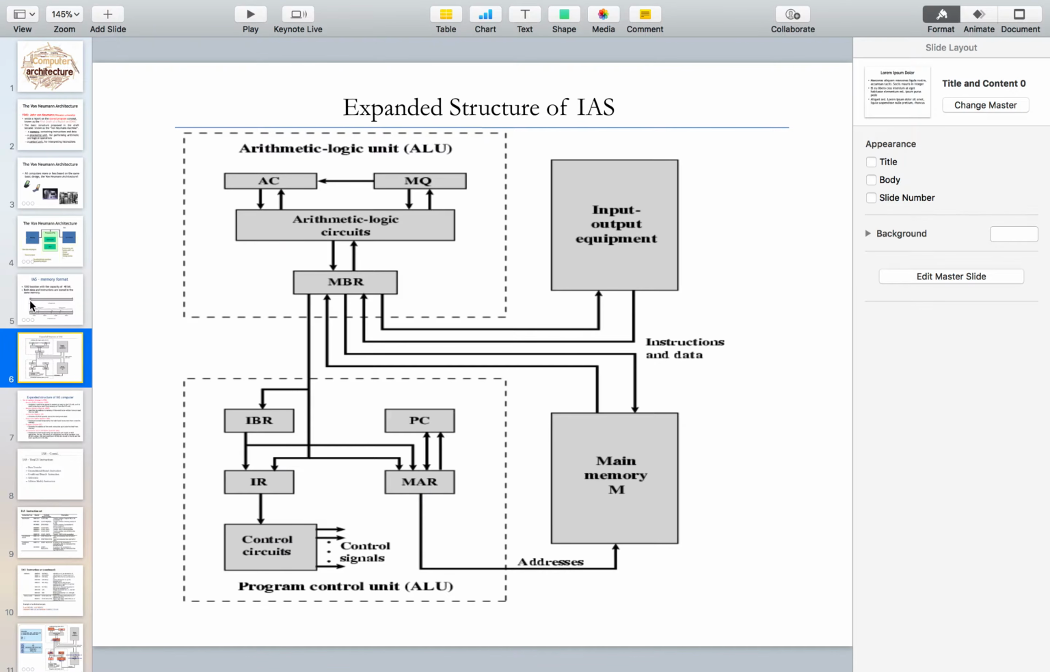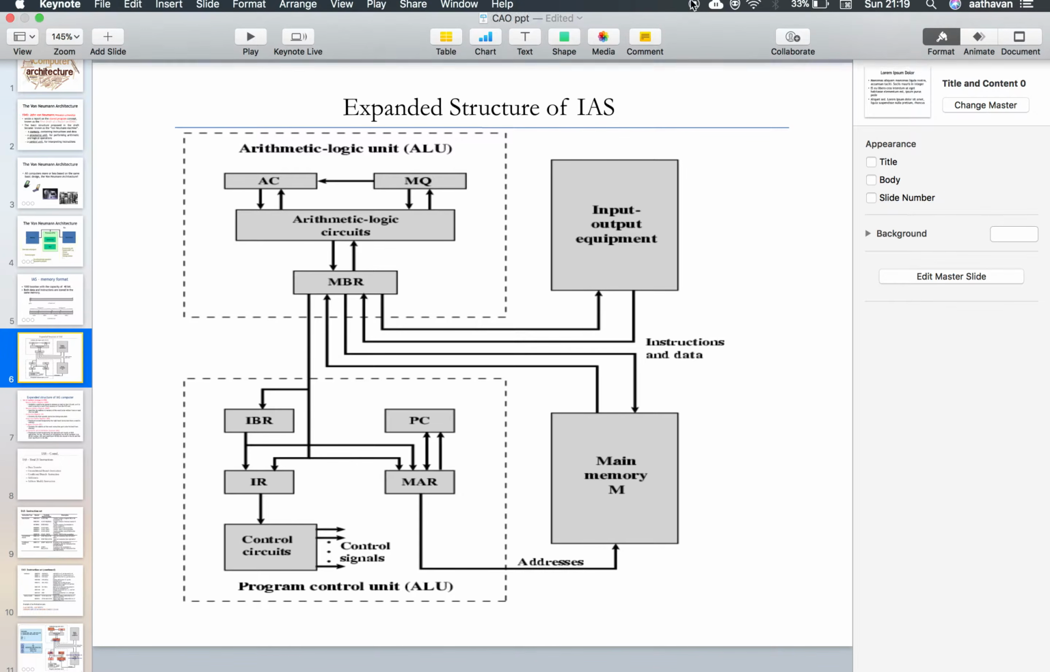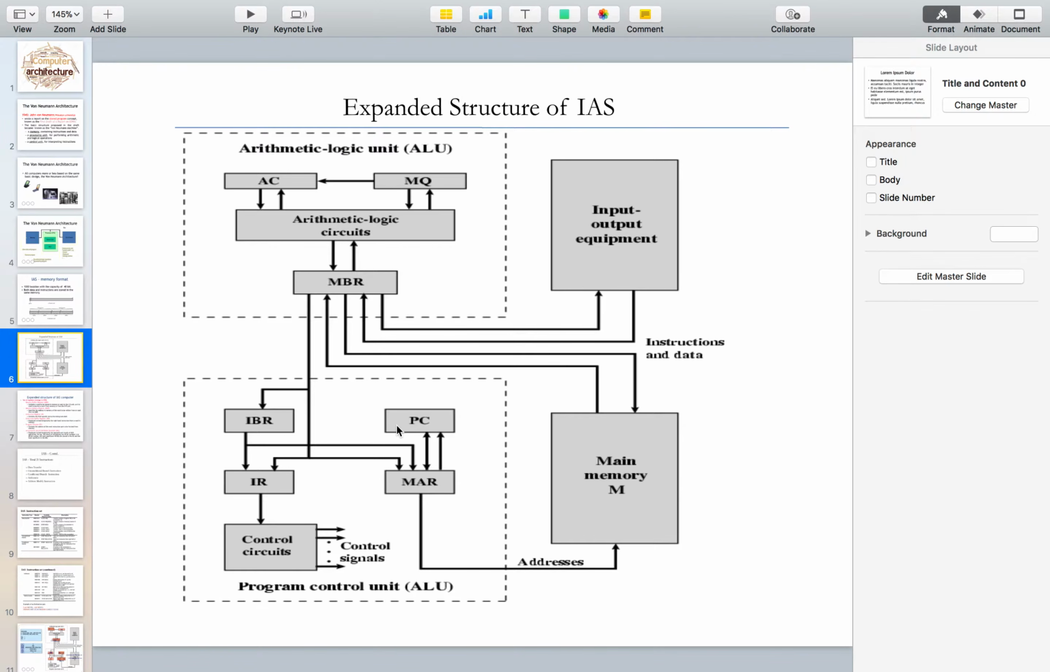Next, we're going to come to the expanded structure of IAS, or the more abstract and detailed structure of IAS architecture. All these boxes, each of them, show a register. The memory buffer register is the most important one, it has direct contact with the main memory. All data which has to either come inside the architecture or go out of the system should go through the memory buffer register. It is connected to the main memory, the input output, the ALU, and also to all the other registers. So it acts as a central point.